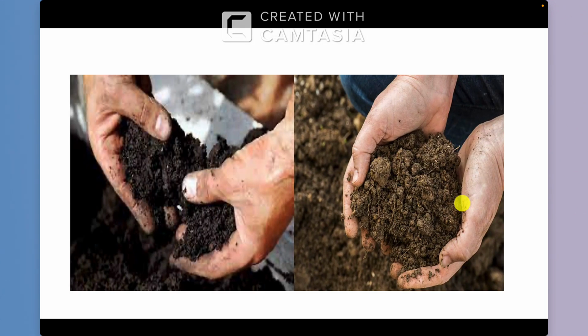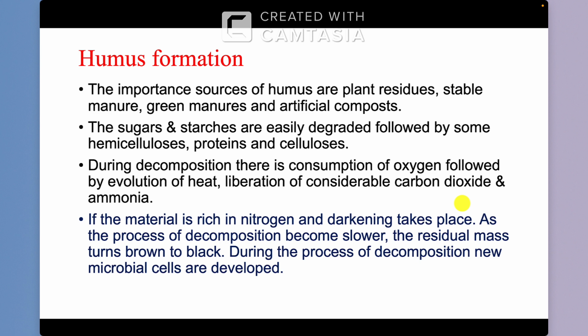Look, these are the types of humus, and they are different in color, structure and moisture as well. How the humus is formed: the sources of humus are plant residues and stable manure, green manures, and artificial composts, of course. The sugars and starches are easily degraded, followed by some hemicellulose, proteins and celluloses. If the material is rich in nitrogen and darkening takes place, the decomposition process becomes slower, and the residual mass turns brown to black, and this is why the soil has this color.